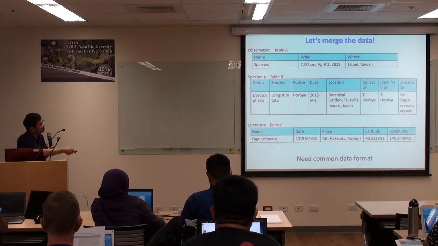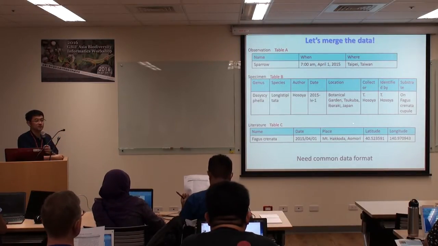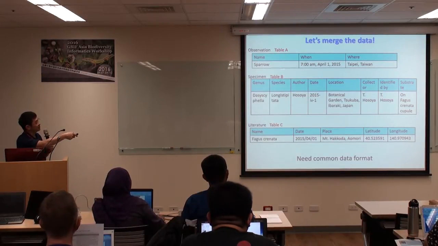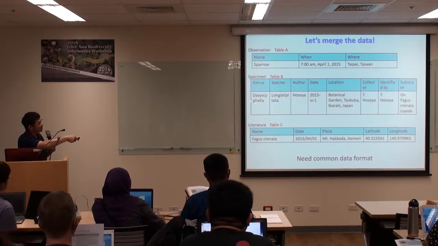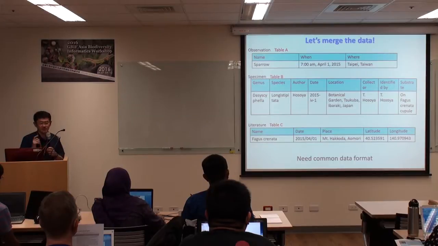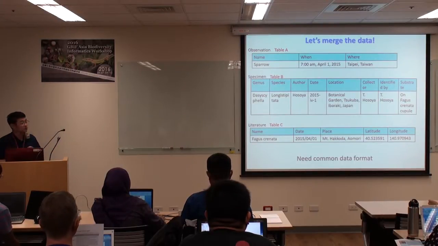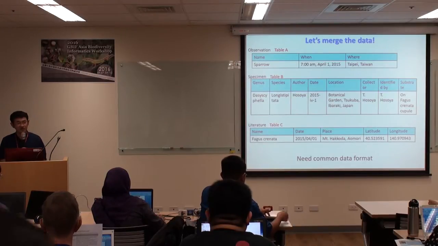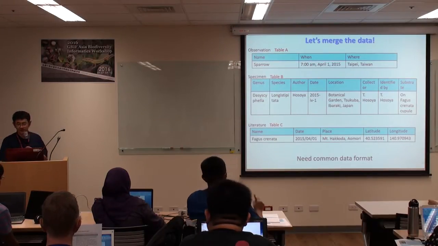But you see, if you're going to merge this in Excel simply, it doesn't mean anything, because it's just under this name, this comes, and under this one, that comes. So it doesn't mean anything. But to merge these in a more harmonized way, we need to standardize the columns.